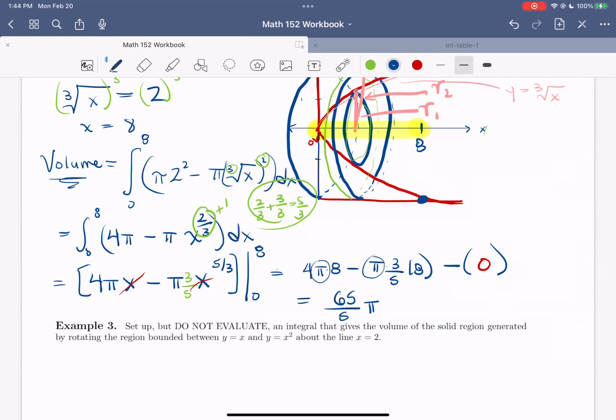So the volume here of this shape is 65. Oops, I said it, but I didn't write it correctly. 64. We should be getting 64 over 5. So our volume is 64 over 5 pi.